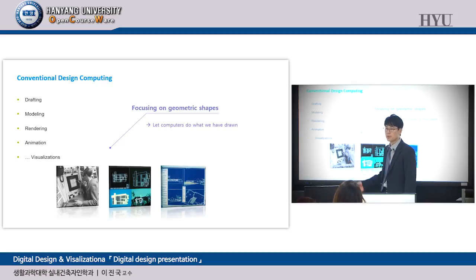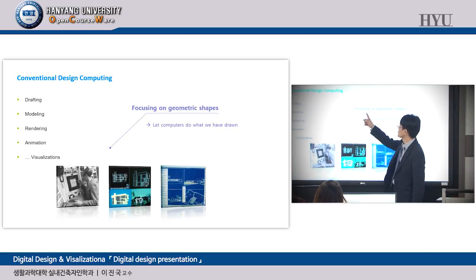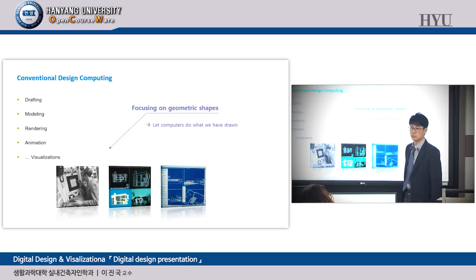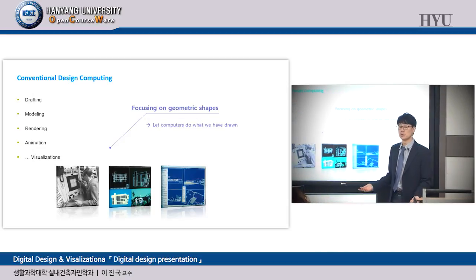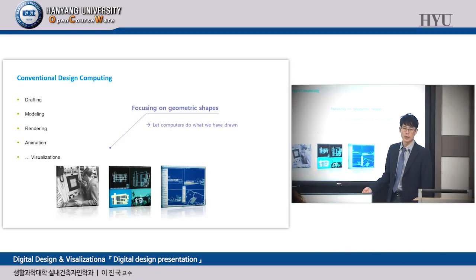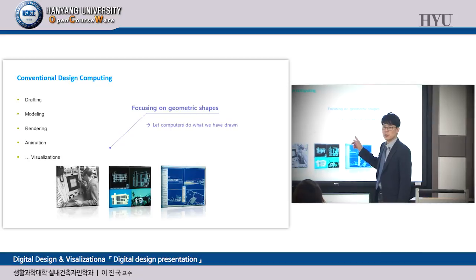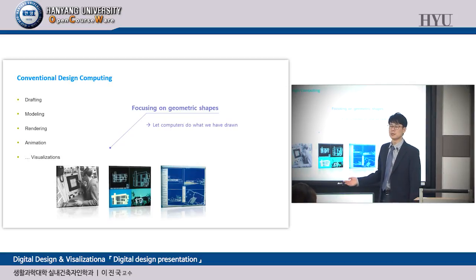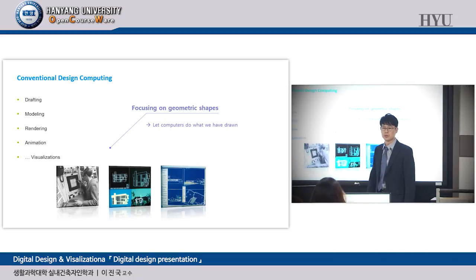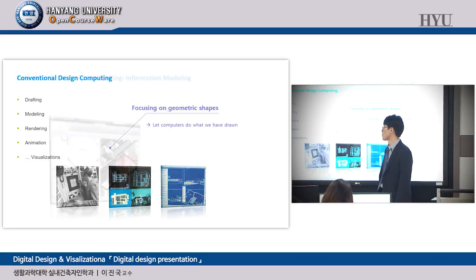At that time, we were focusing on geometric shapes. So we made something to let computers do what we had drawn. At the beginning of CAD, without computers, what were designers doing? Drawing, okay? Because we believed drawing is design. So we just used computers for drawing. That's the earlier version of the computer-aided design system.